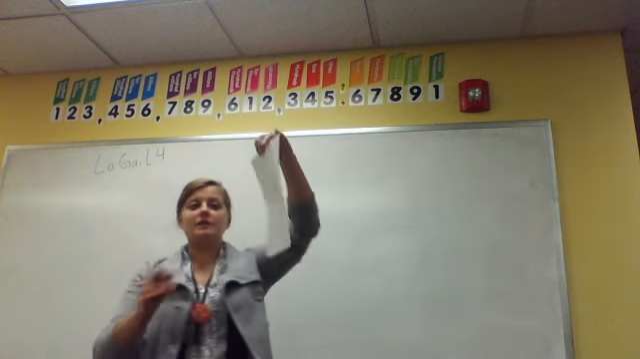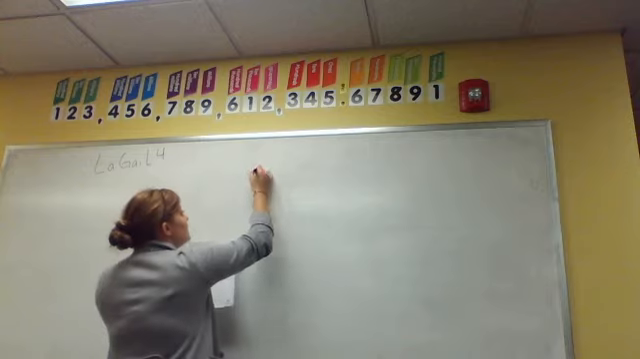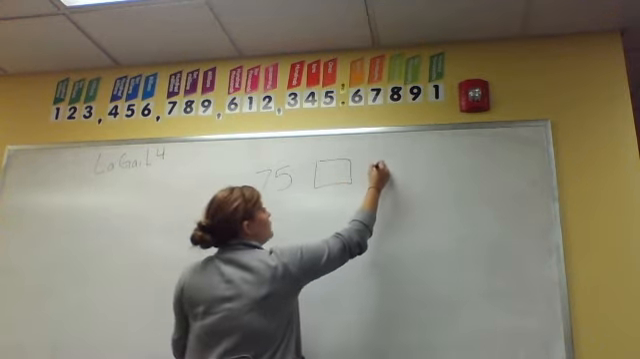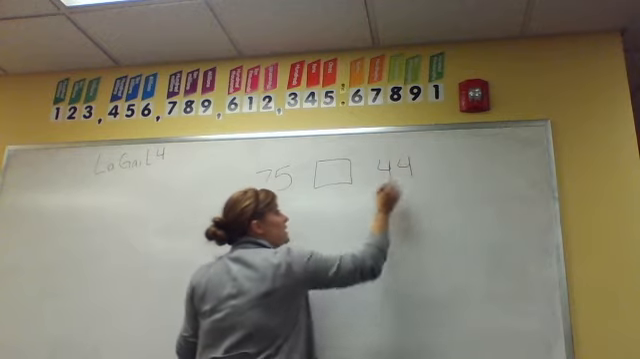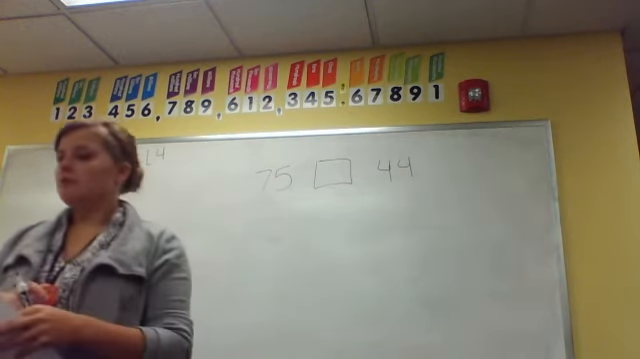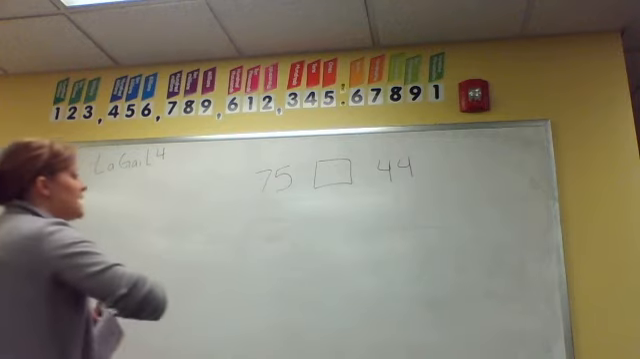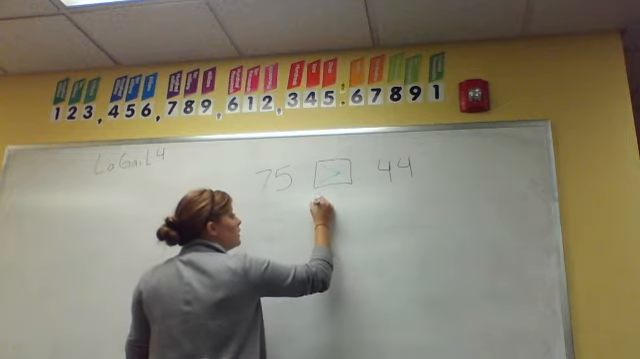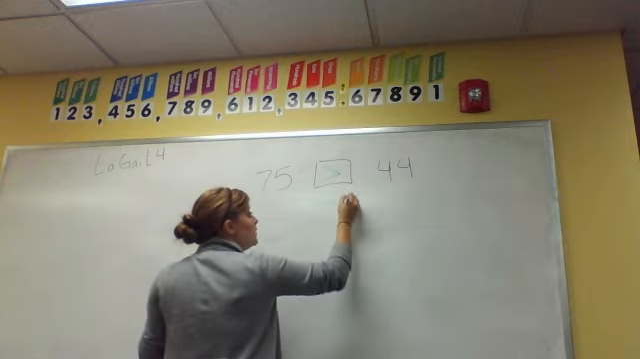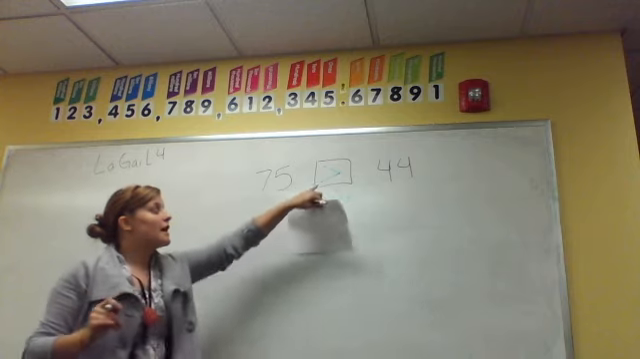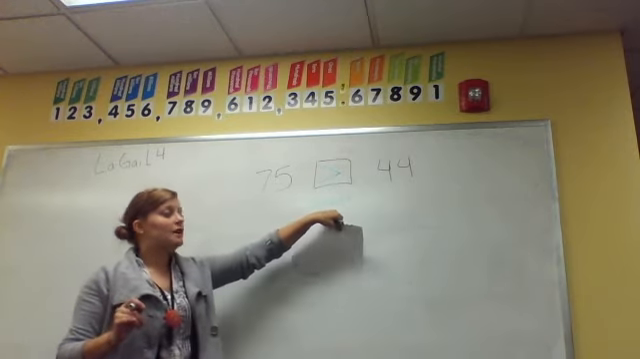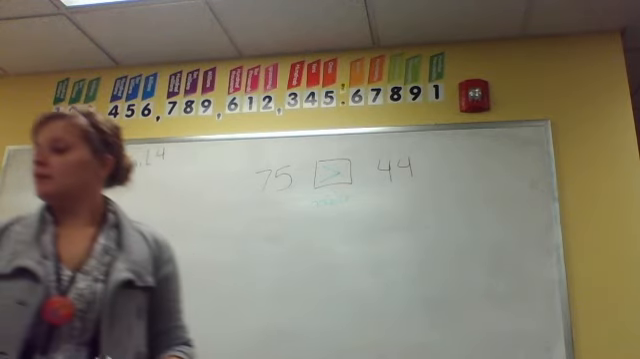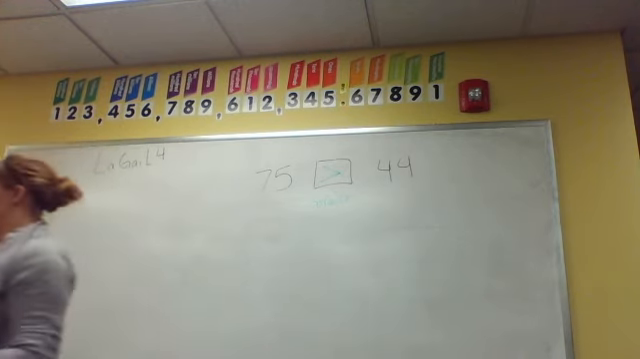Literally, I want you to take this box. So the very first one says 75, box, 44. How would I say this? 75 is greater than 44. So on yours, not only do I want you to put in that sign, I want you to write underneath it, greater than. All of them.